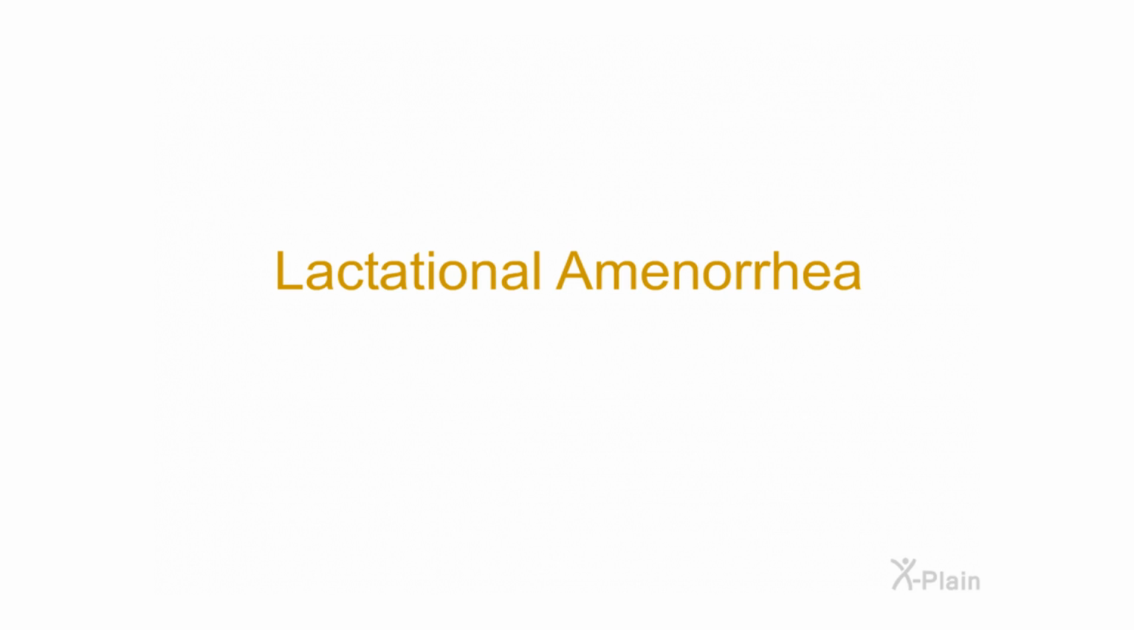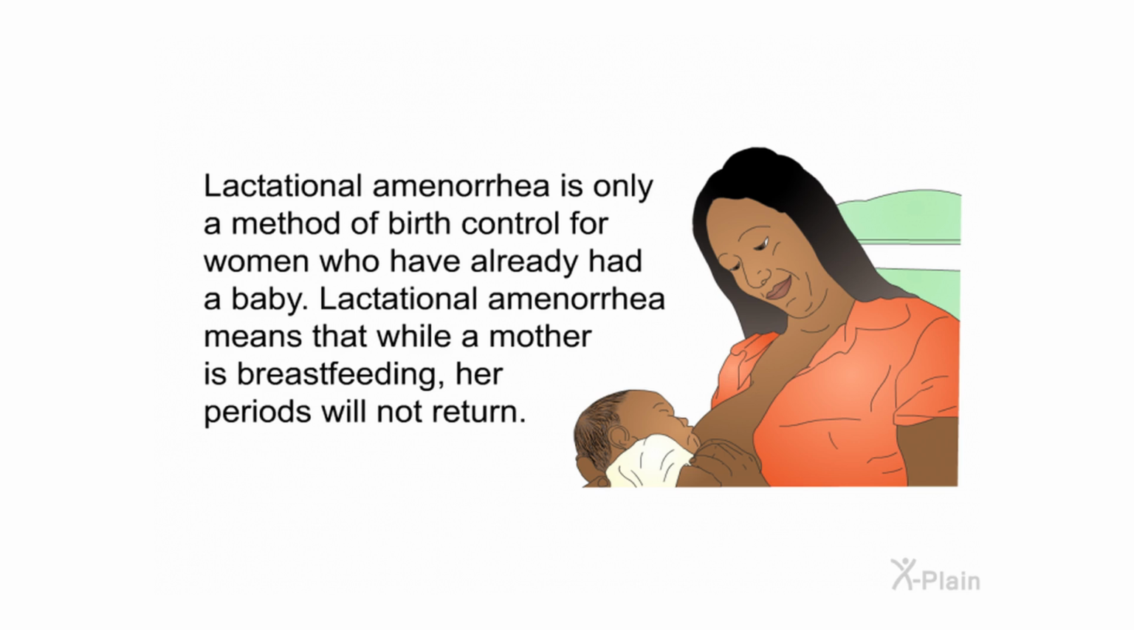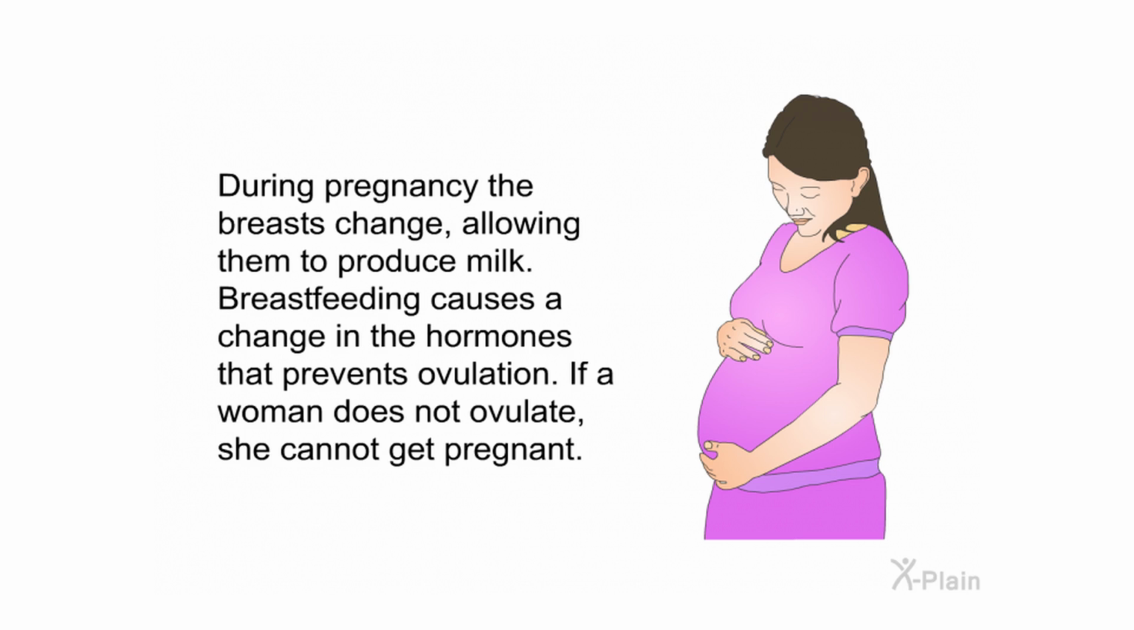Lactational amenorrhea. Lactational amenorrhea is only a method of birth control for women who have already had a baby. Lactational amenorrhea means that while a mother is breastfeeding, her periods will not return. During pregnancy, the breasts change, allowing them to produce milk. Breastfeeding causes a change in the hormones that prevents ovulation. If a woman does not ovulate, she cannot get pregnant.